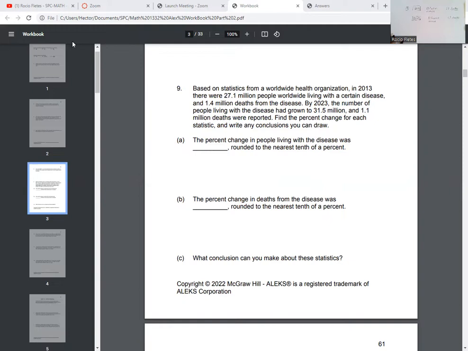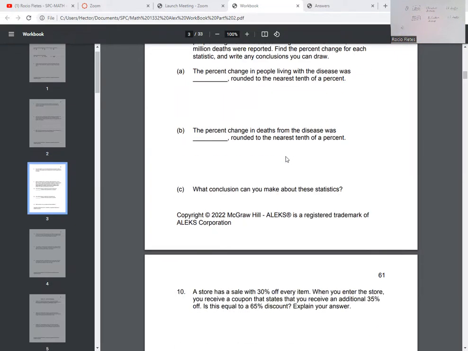Statistics are just data that were reported. So A, we want the percent change in people living with the disease. And then B is the percent change in the deaths from the disease. Both answers, we want to round to the nearest 1/10%, and then we can draw a conclusion.